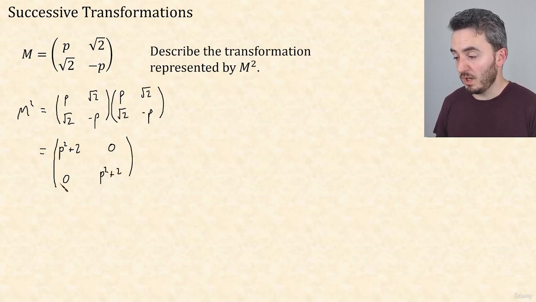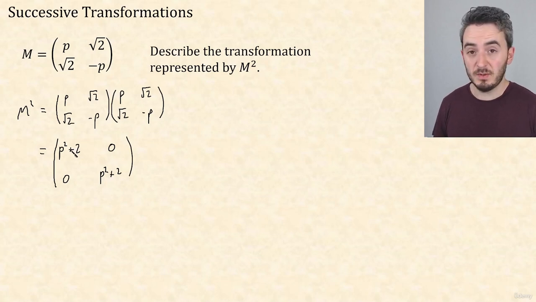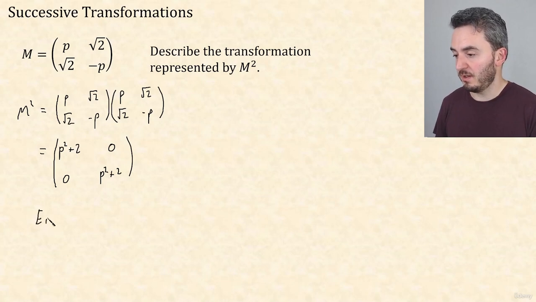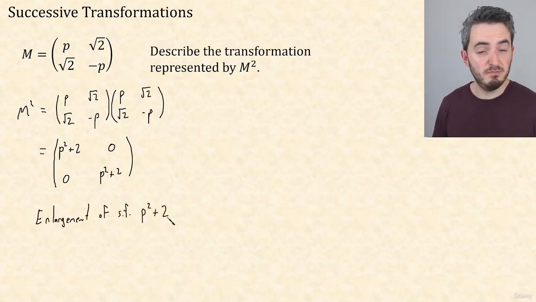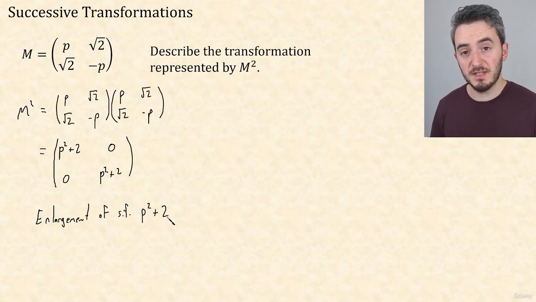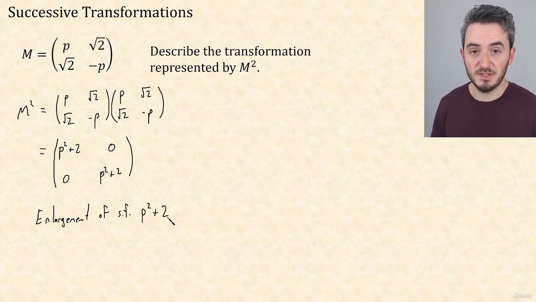So in this one, actually what we get is just p squared plus 2 times the identity. So this is simply an enlargement of scale factor p squared plus 2. So be prepared to sometimes give answers in terms of p squared.